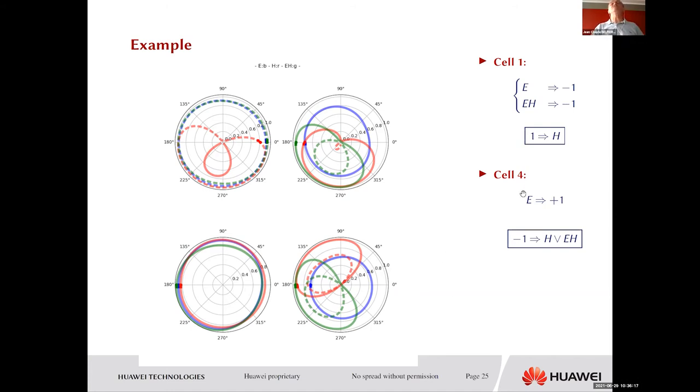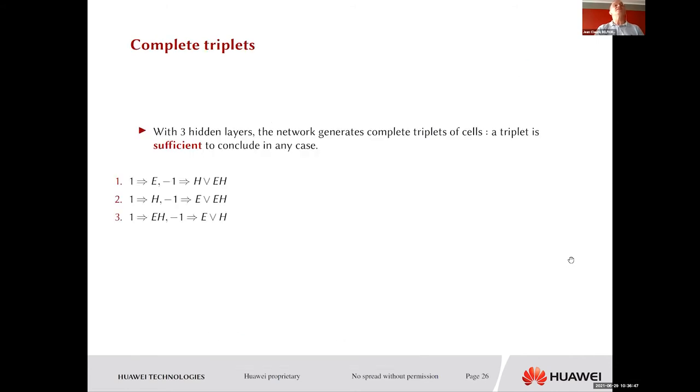We can see the same, for example, for cell four here. We have only one curve that doesn't change sign. It is the blue one. So it means that I implies, in this case, plus one. And if we contrapose this implication, it means that minus one implies hand or EH. So you can see that this neuron already performs Boolean propositional calculus. All right?